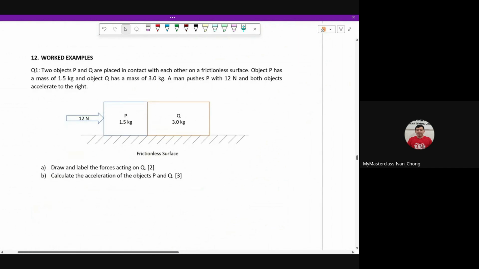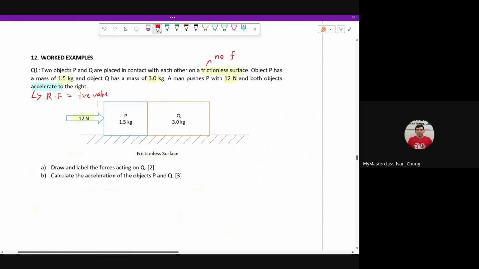Okay, now first thing, they tell you have 2 different objects that are in contact, and keyword frictionless surface. Frictionless means no small f. Okay, so P have this mass, this is P, this is Q, and they tell you that you push P with 12. So you can see the 12 over here. Okay, and both of them, they tell you that they accelerate. So when you see accelerate, means I have resultant force. Okay, positive value.